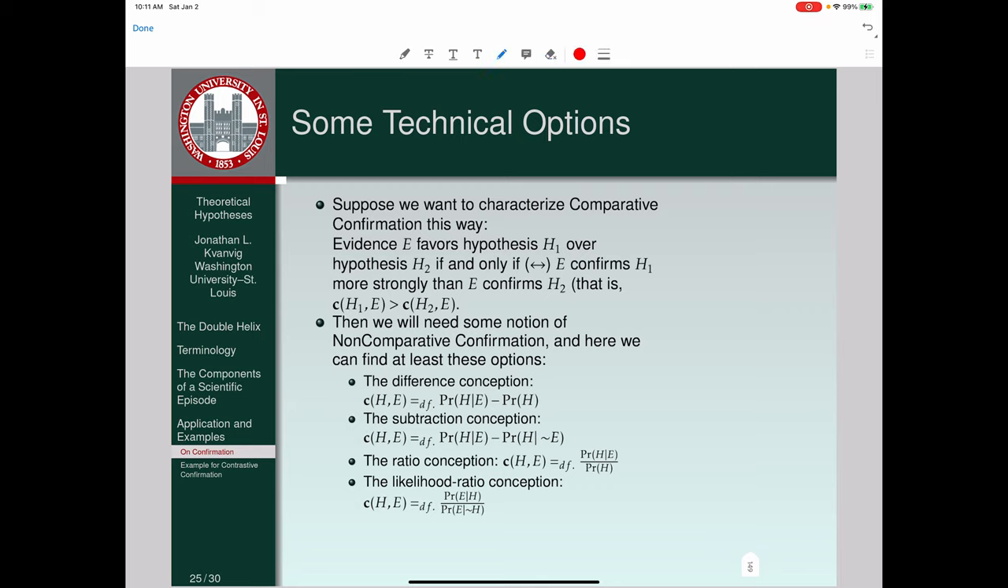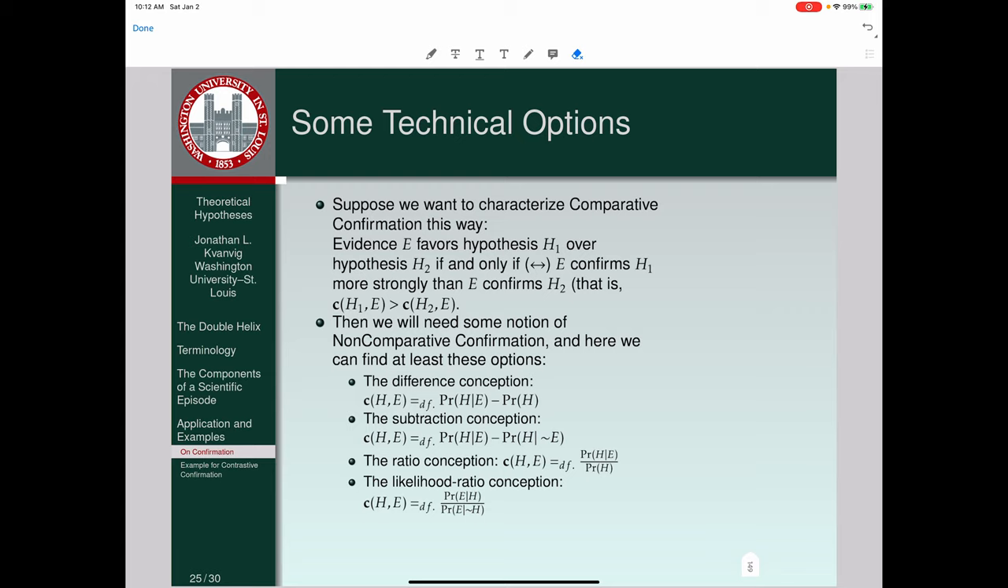Hence, this ratio will exceed 1 when and only when there's confirmation of the hypothesis by the evidence in question. When the data isn't surprising at all, you won't get confirmation. That's the key element involved in the move from step 6 to step 7 in the Geary program. The account of non-comparative confirmation that makes the most sense of this stage is the likelihood conception. That gives you one reason for thinking the likelihood ratio conception of non-comparative confirmation has something going for it over the others.